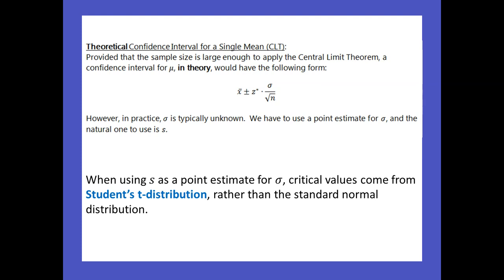First of all, the reason it has that awkward name is because the man who developed it did not have the permission of his employer to publish under his own name, so Student is his pseudonym. That's why that nomenclature looks so awkward. Most people just call it a t-distribution. That's what I usually call it, but its full name is Student's t-distribution.